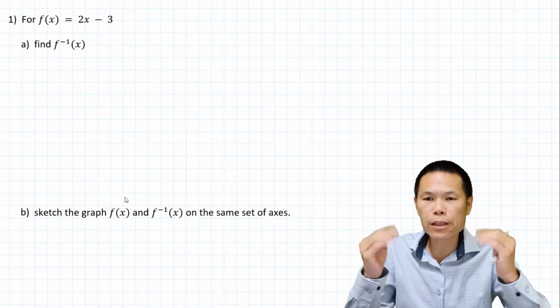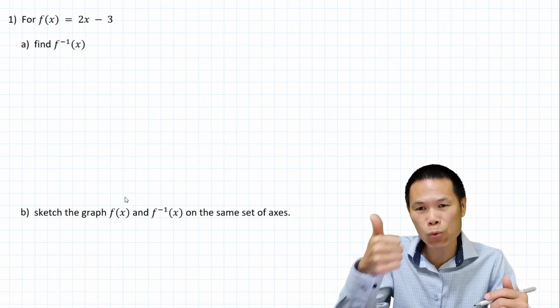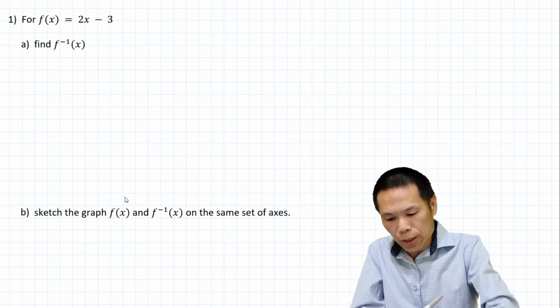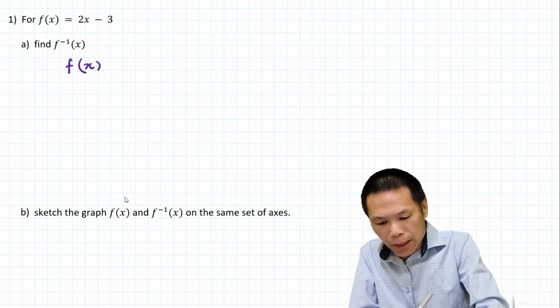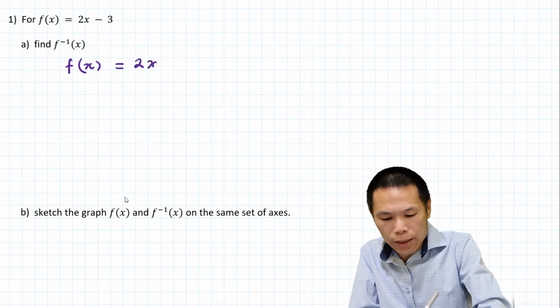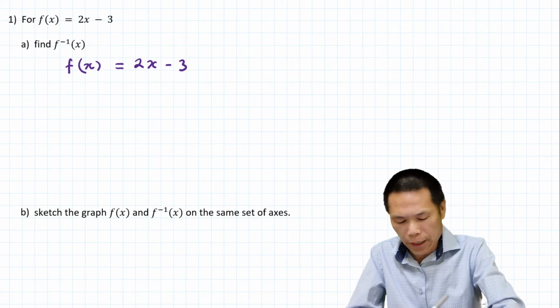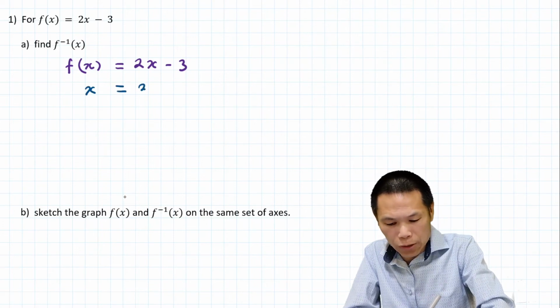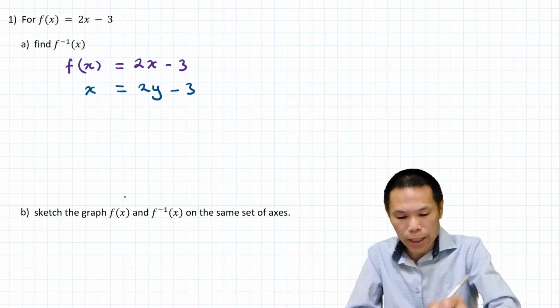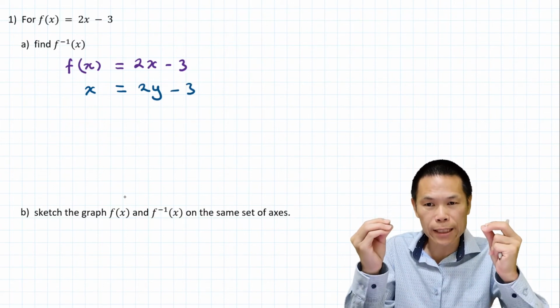So to find the inverse of this, step number 1, we need to interchange x and y first. So the function f of x is equal to 2x minus 3. f of x is just like y. So that becomes x, and the x becomes y. So x equals 2y minus 3.